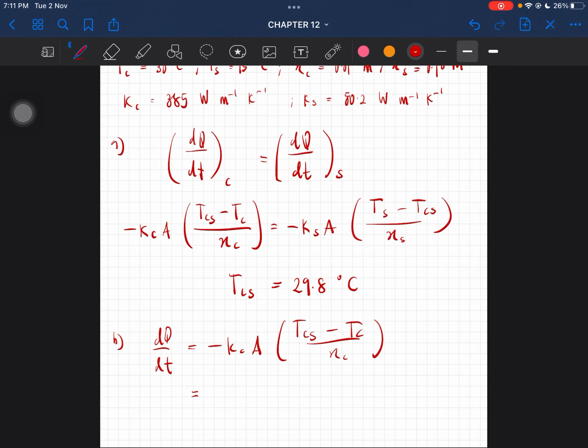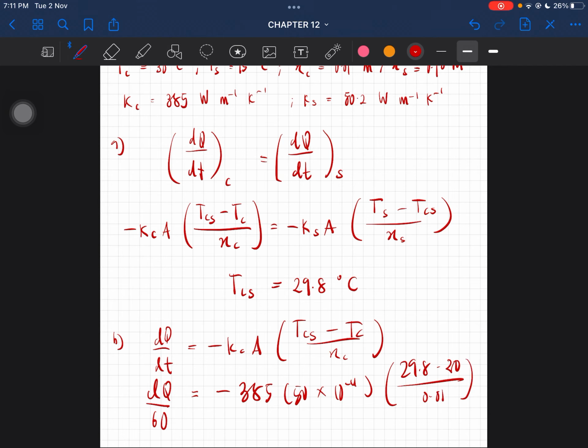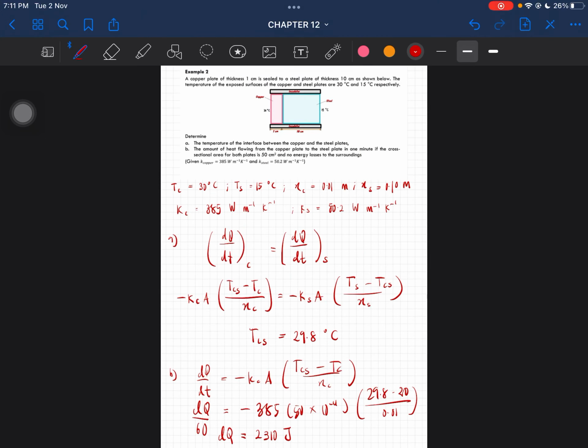So just substitute all the variables. In this case, the time is 1 minute, which is 60 seconds. 385, 50 times 10 to the negative 4, 29.8 minus 30, over 0.01. So you should then get the amount of heat flowing through the plate is equal to 2310 joules. Okay, so that is the solution for example number 2.